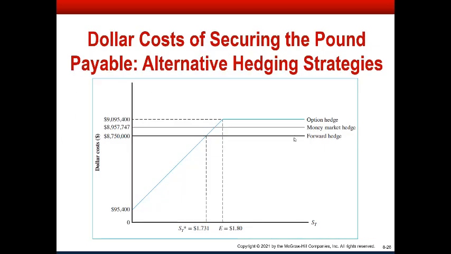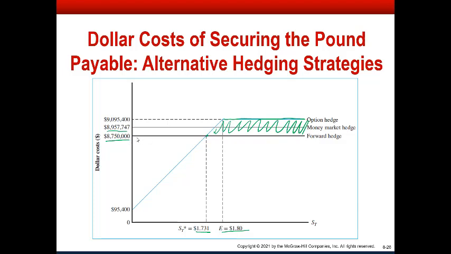Here's a nifty little chart that compares side by side the alternatives for hedging the payable. The option hedge protects and minimizes exposure for an increasing pound. We've got a break-even price here of $1.73 per pound, and then this area in here would represent the cost of the option, the total of the option premium. The money market hedge, which we'll recall, was ultimately going to cost us $8.95 million, or the forward hedge, which is going to cost $8.75 million.